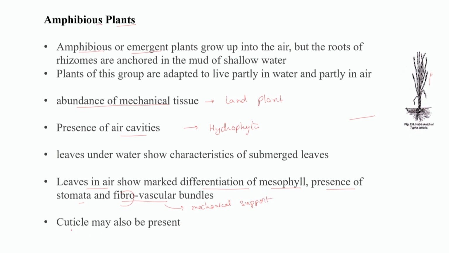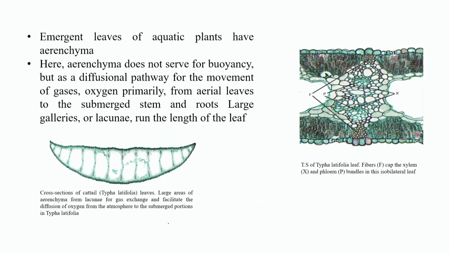This cuticle will also be present on the portions which are exposed to the land. Now see, the emergent leaves, the leaves which are in the atmosphere, not on the ground. In those leaves, and even in the stem, you will see the presence of aerenchyma. Now the question arises: if the leaves are completely in the air, they don't need any gas exchange, they don't need any buoyancy, and mechanical tissue is there which will provide them support.